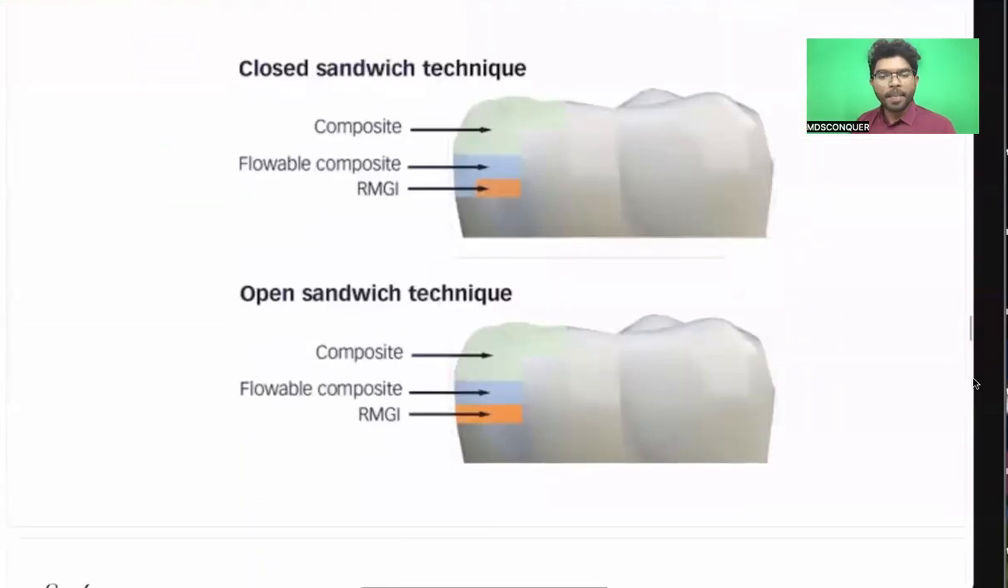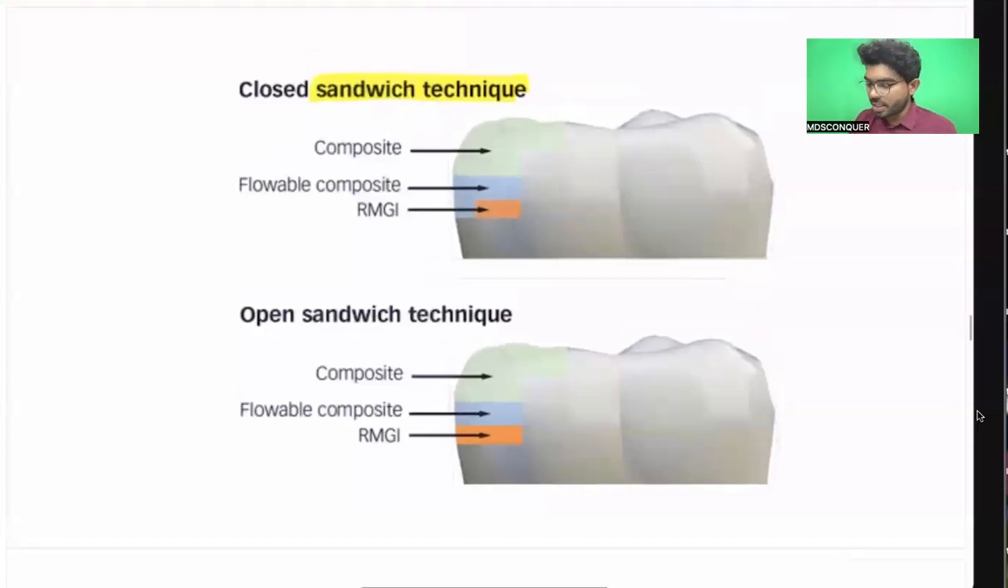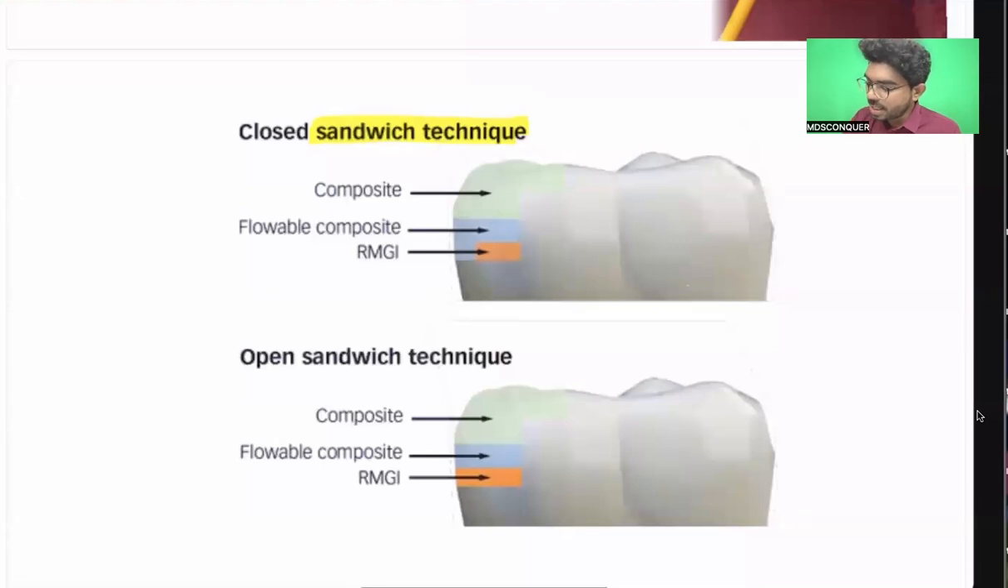Now tell me, which combination of restorative materials is used in the sandwich technique? Which restorative materials are basically used in the sandwich technique? Yes, you guys are right. We are using GIC in combination with composite.